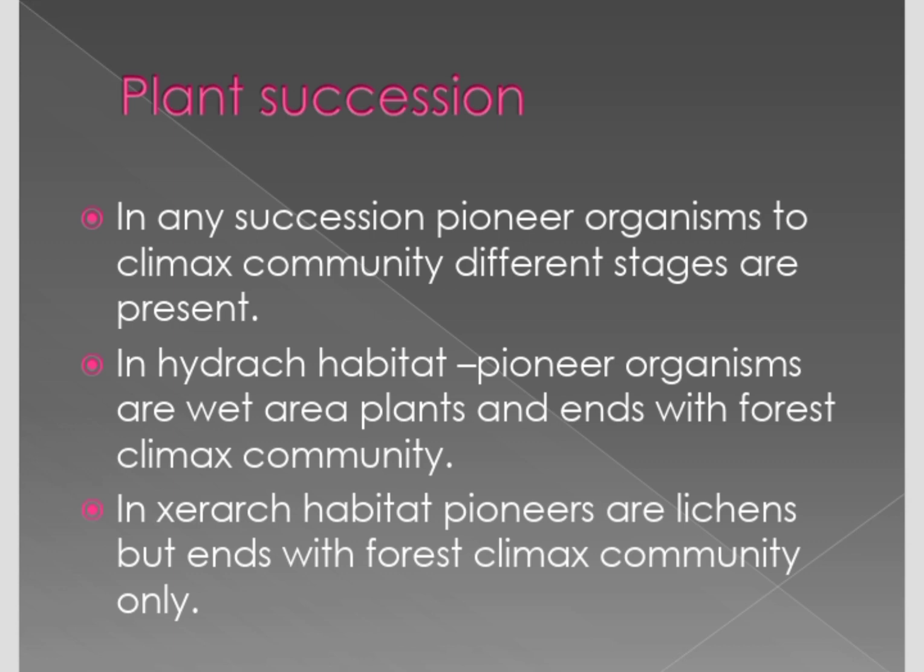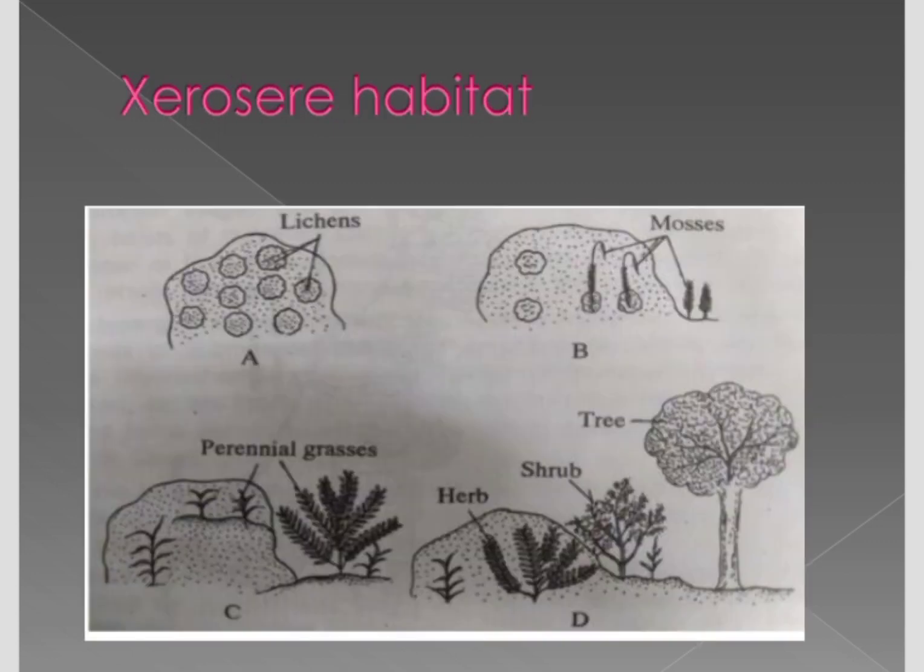Whereas in a xerarch habitat, pioneers are lichens which colonize the rocks, later bryophytes, pteridophytes, like this. It will end with a forest climax community only. So you can see the lichens, mosses, perennial grasses, finally the trees, that is the forest community. Whatever changes take place, whatever the succession, finally it ends with a climax forest community.